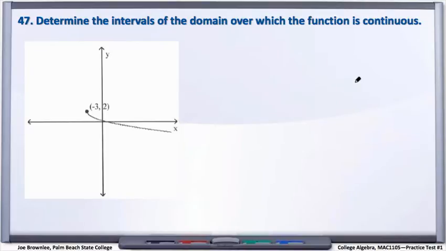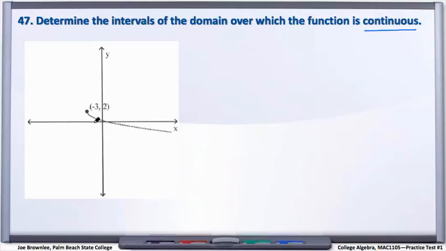All right, 47. Determine the intervals of the domain over which the function is continuous. And we've been looking now at continuity for several questions. So we know that to be continuous means that we can graph the function without having to lift up our pen or pencil from the paper.